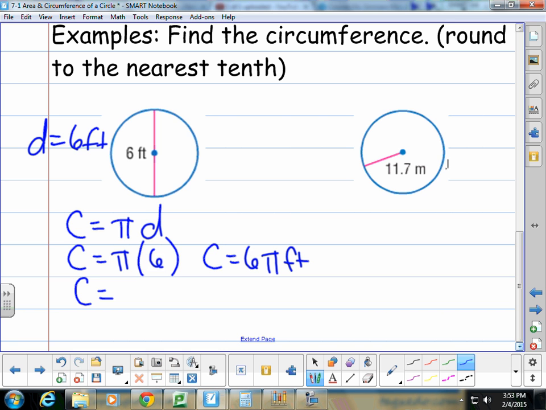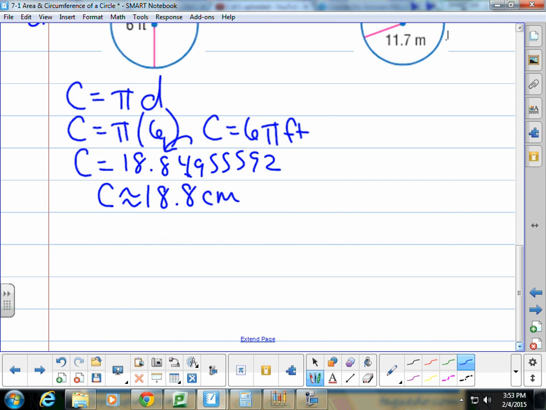And I'm going to use the pi button. So I do 6 times pi, and I get 18.849555592. Well, my directions tell me to round to the tenths. So I look at the hundredths place right here, and I don't round up because it's less than 5. So the circumference is approximately 18 8/10 centimeters. Say you were to use your calculator and you did 3.14 instead, you'd end up with just a more rounded number.